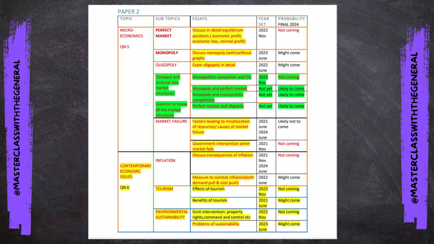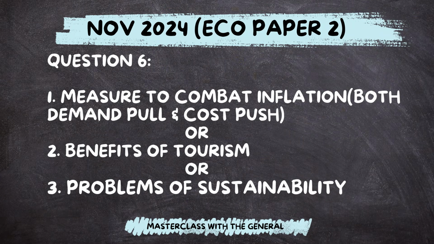We move over to question 6. Question 6, we also have the contemporary economic issues. We have the subtopics, we have the essays laid out, and we can see when each essay was already asked. So you can look at that and you will be able to see which ones have not been assessed yet. My prediction for contemporary economic issues for question 6 of 2024 in paper 2 are measures to combat inflation, both demand pull and cost push, benefits of tourism, as well as problems of sustainability. Your essay, guys, will be one of these three.